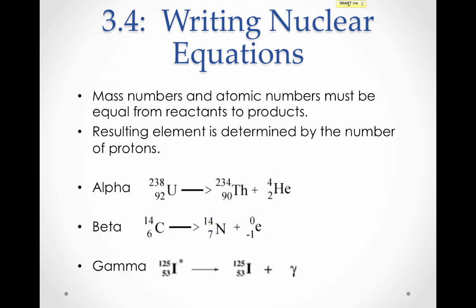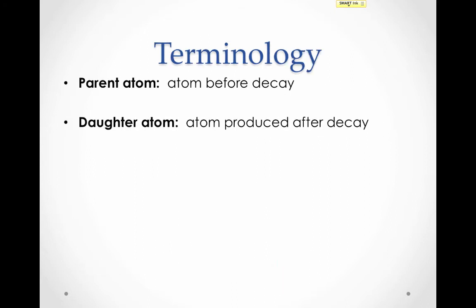And finally, gamma decay we can just represent by adding a gamma symbol at the end, since we're not changing the nucleus. This dot here represents an excited iodine nucleus, meaning it has too much energy. Just to get some terminology straight, we often refer to the atom before decay as the parent atom, and the atom produced after the decay as the daughter atom.